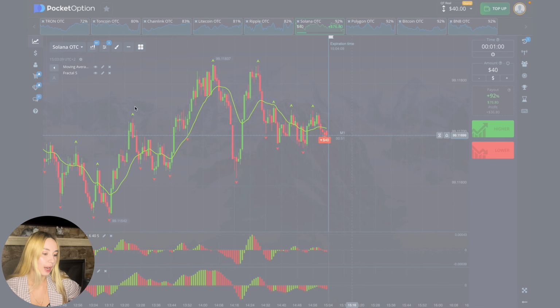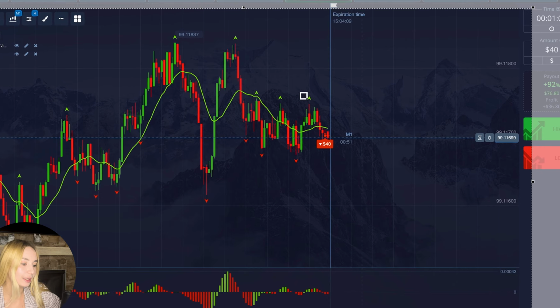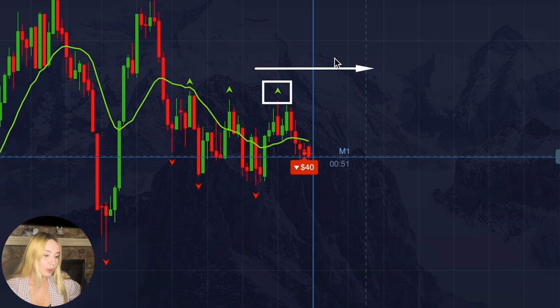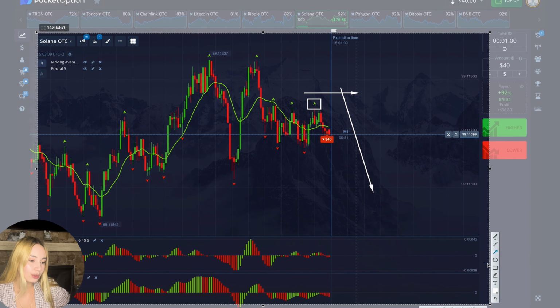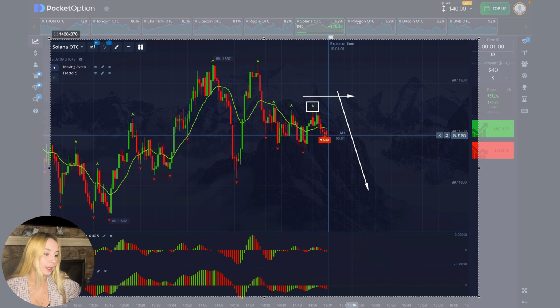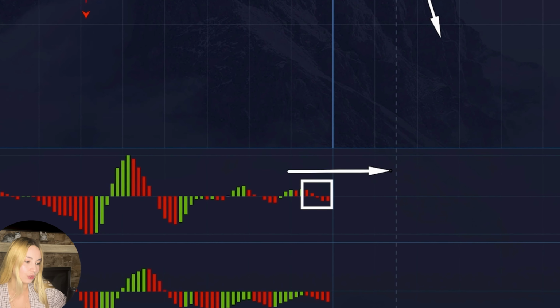We saw a fractal-based local high followed by a lower low, signaling downward movement. Let's check volume. Both oscillators show a change in volume direction and color on their histograms. This is a clear entry signal.